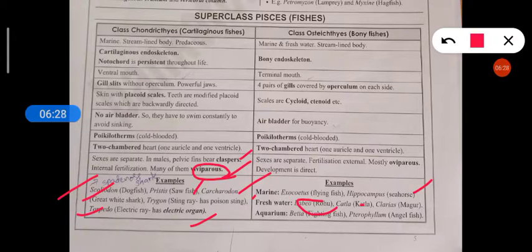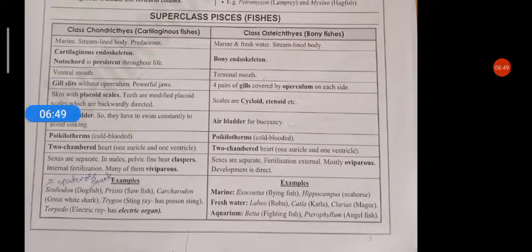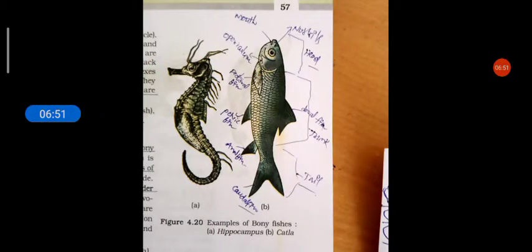Next are the aquarium fishes: betta, and Pterophyllum, the angelfish. These are all aquarium fishes. Next are some other differences among these fishes.